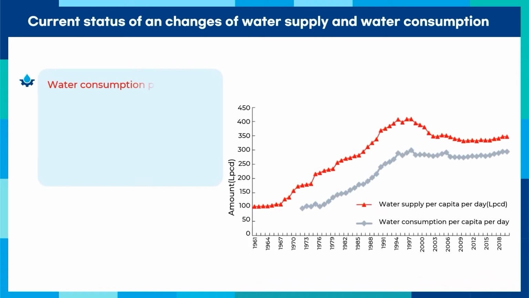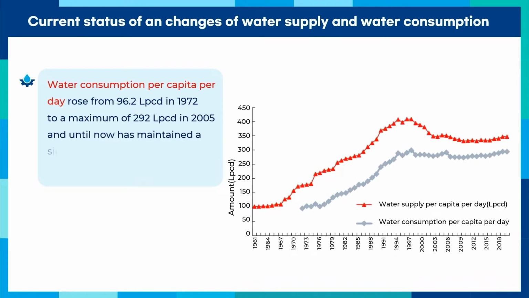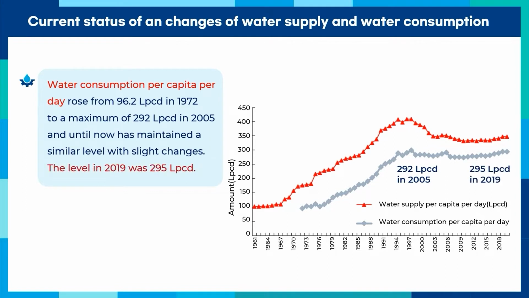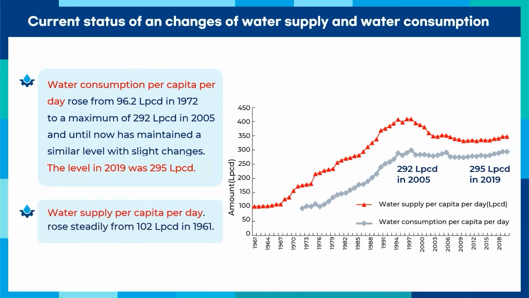Water consumption per capita per day rose from 96 liters in 1972 to 295 liters in 2019. Water supply per capita per day rose consistently, starting from around 102 liters in 1961 to a maximum of 409 liters in 1997. However, due to improvements to the revenue water supply ratio, it fell to 332 liters in 2012. Since then, it has been increasing again, and as of 2019, water supply per capita per day was 347 liters.